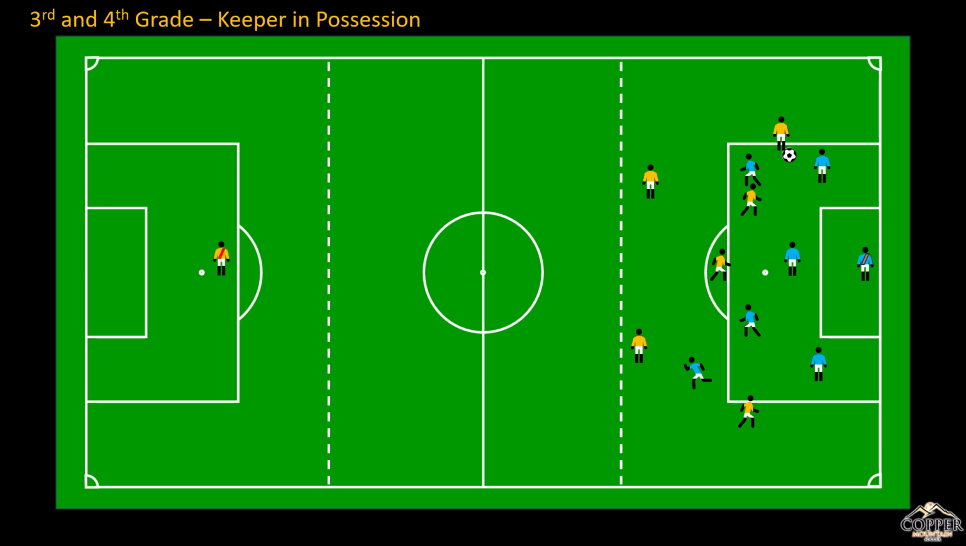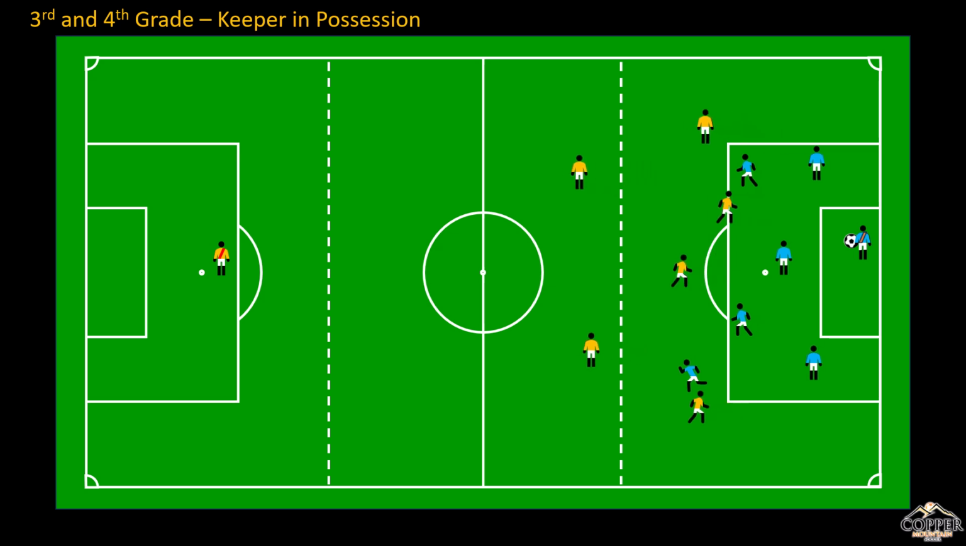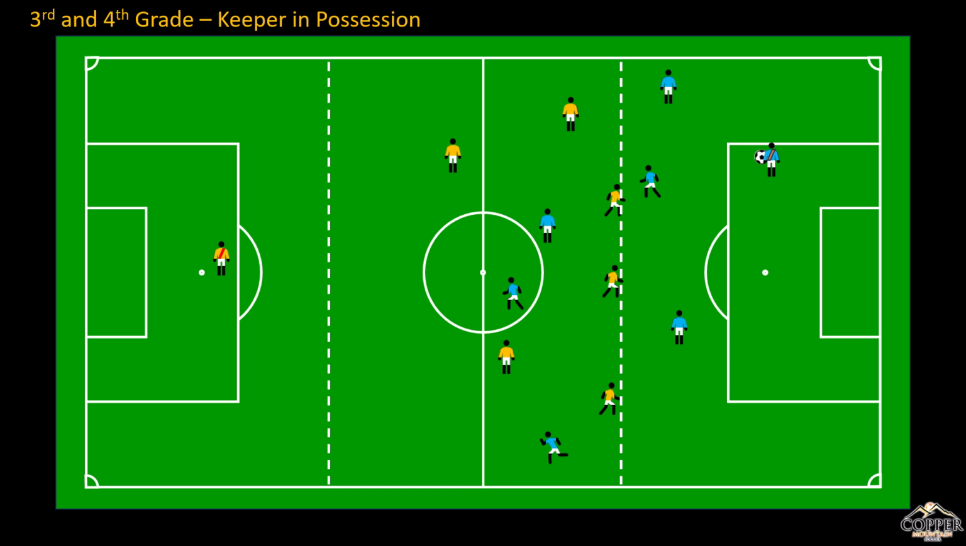Build-out lines also apply when the goalkeeper has possession of the ball with his or her hands. Once the goalkeeper has the ball, the opposing team must retreat behind the build-out line. They are allowed to move past this line to pressure the ball as soon as it leaves the goalkeeper's hands. The goalkeeper does not have to wait for the opposing team to get behind the build-out line before putting the ball into play.